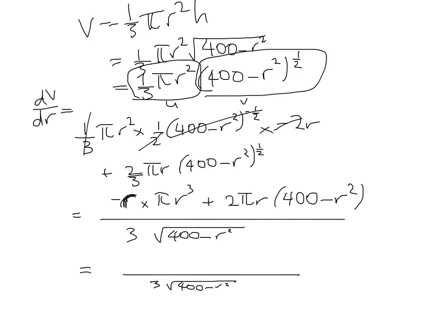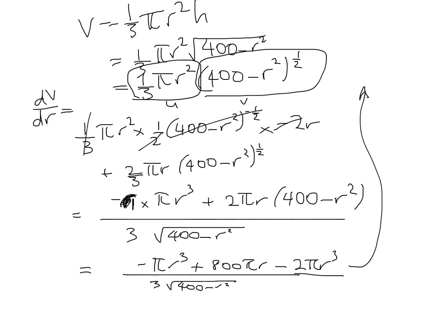is going to be, something's wrong there. What have I got there? That should just be a 1. Yes, that should just be a 1. So that should be negative pi r cubed, plus 800 pi r minus 2 pi r cubed. Now that doesn't look very nice, but that is going to simplify quite easily. So we now need to make that equal to 0.